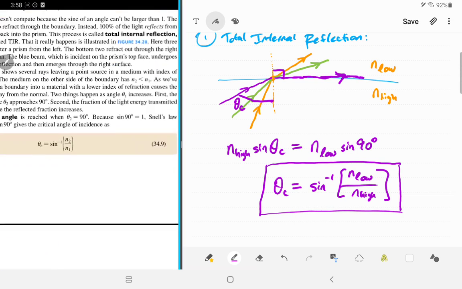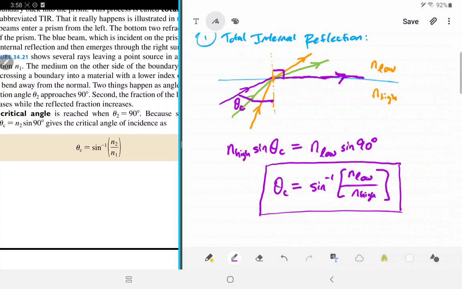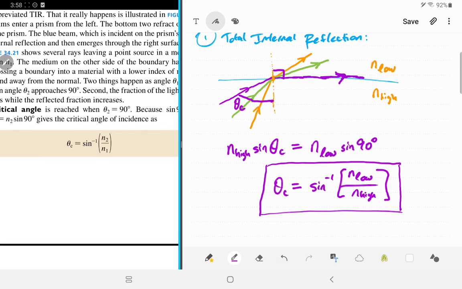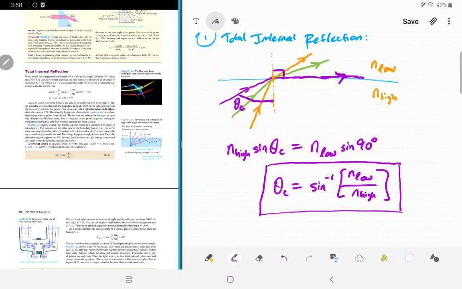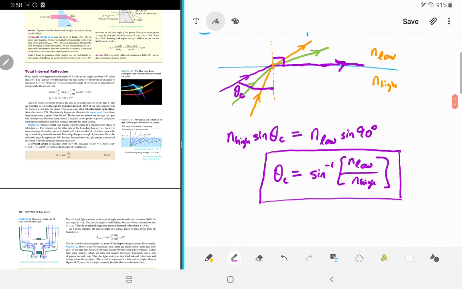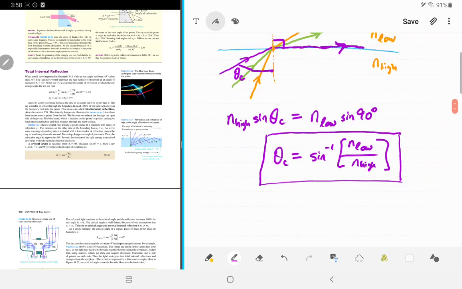Notice how this is exactly what your book has right here. I kind of don't like the way your book has it because then you have to remember what's 1 versus 2. So I like writing it as N low over N high, and it's understood you have to start off in the higher index of refraction material. I think it says a little bit more about what's going on with the words.